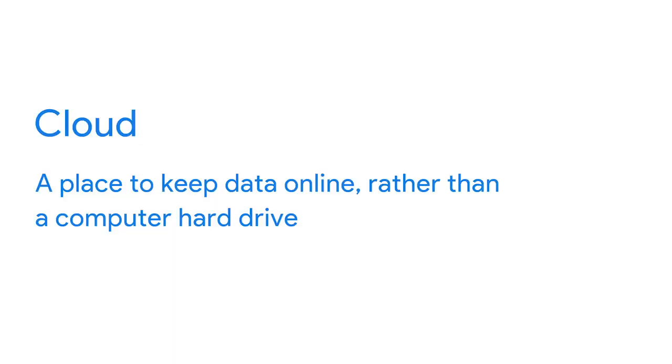Data can also be found in something called the cloud. The cloud is a place to keep data online rather than on a computer hard drive. So instead of storing data somewhere inside your organization's network, that data is accessed over the internet. So the cloud is just a term we use to describe the virtual location. The cloud plays a big part in the data ecosystem.